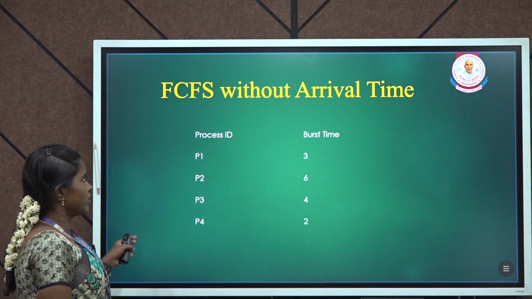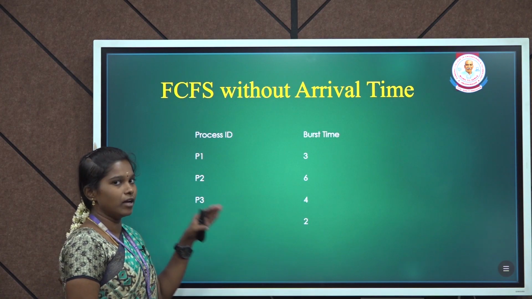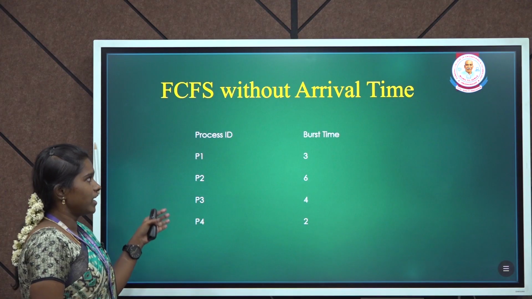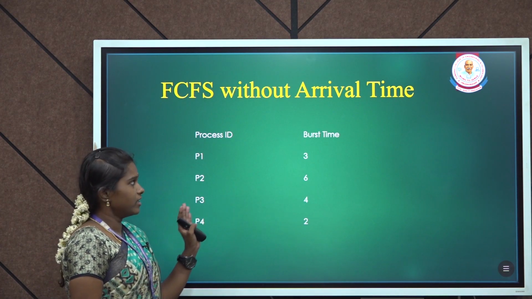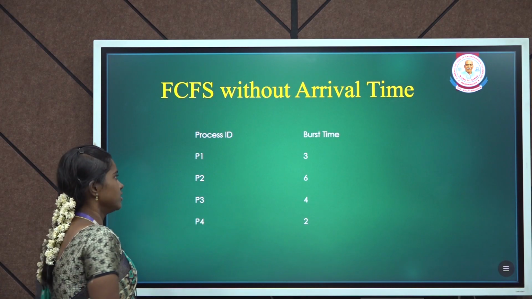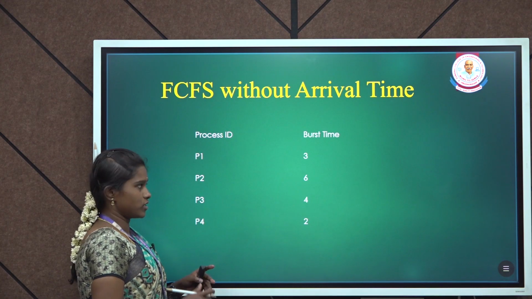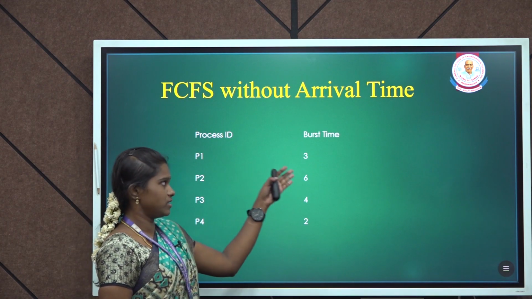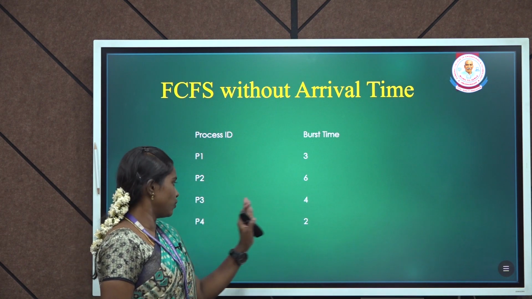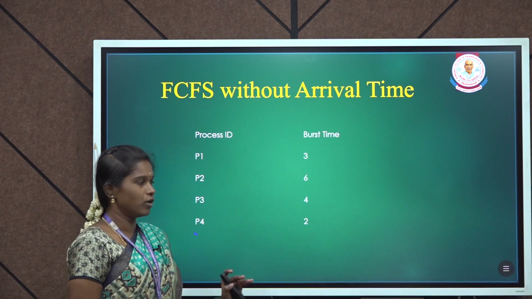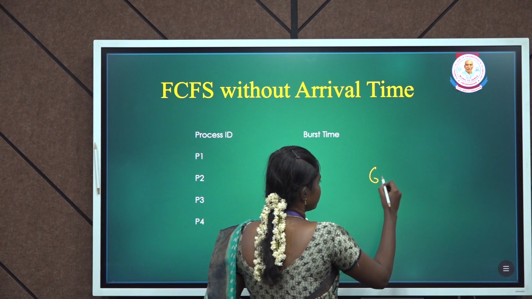Here is one of the problems for first come first served. In the previous video we had arrival time in the problem. In this scenario there is no arrival time for the processes. The process ID and the burst time are given. The burst time is nothing but the execution time of the process. Process 1 burst time is 3, process 2 burst time is 6, process 3 burst time is 4 and process 4 burst time is 2. First of all, you have to draw the Gantt chart for the problem.